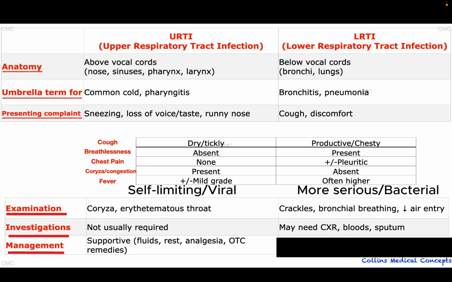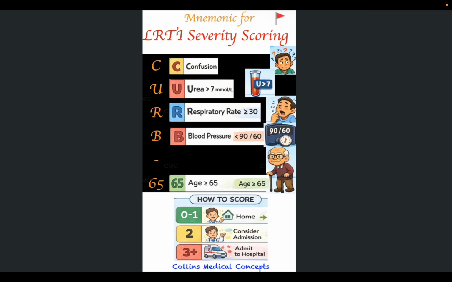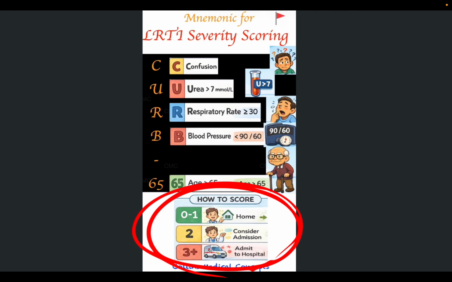So, in terms of management, as we already mentioned, upper respiratory tract infections would be managed with supportive approaches. And once again, remember, a big part of the upper respiratory tract infection management is safety netting. The management of lower respiratory tract infections will depend on the severity of the case. They can be managed with antibiotics in the community. If the CURB-65 score is quite high, or you are worried that the patient might not be able to cope well at home, you might consider admission.